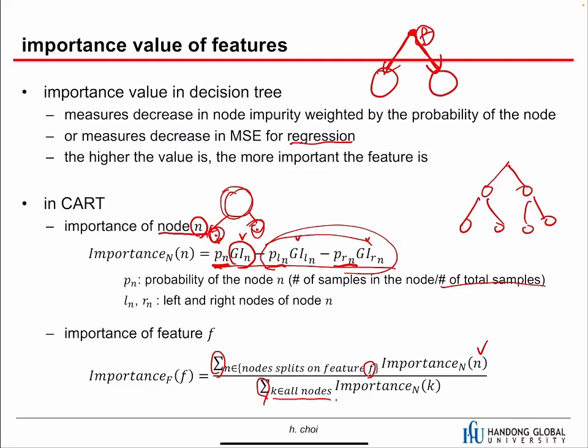Okay, then in this node we use a specific feature f, and in this node we have specific feature f. Then we can calculate the importance of these two nodes. This goes to the numerator, and we can calculate the importance of all the nodes, and that goes to the denominator.